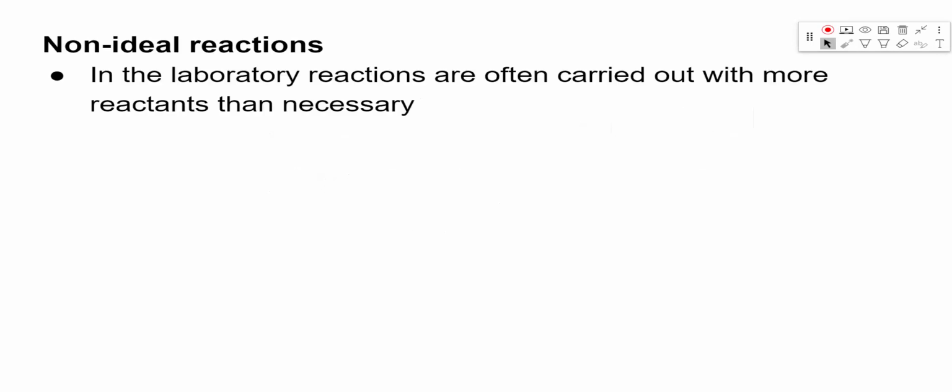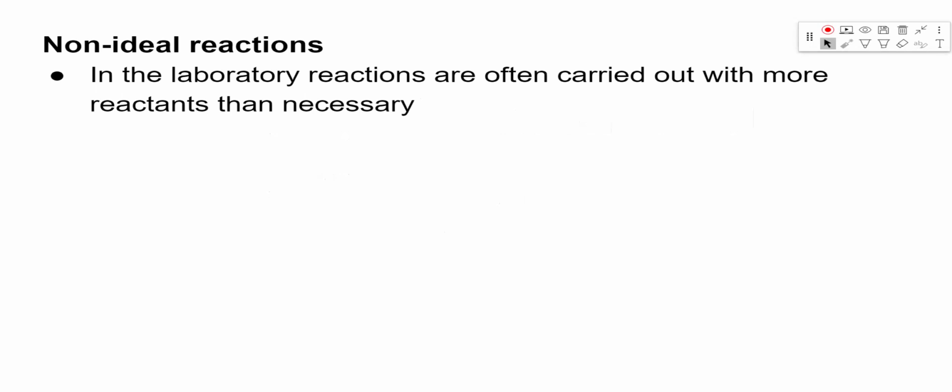So far, as we learned stoichiometry, we've been looking at ideal reactions, where everything gets used up completely every time. We have exactly as much as we need. This is not what happens in the real world.